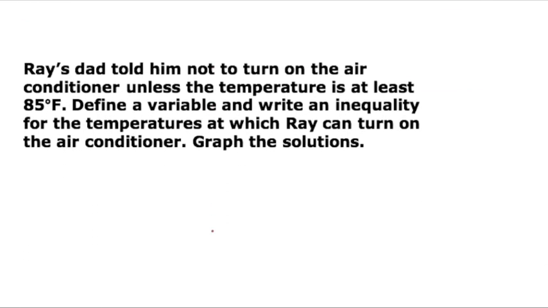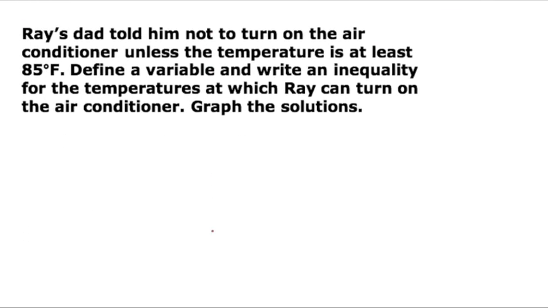So let's look at an example. Ray's dad told him not to turn on the air conditioner unless the temperature is at least 85 degrees. We're going to start by defining a variable, which means we just pick a variable and define it by saying what it means, and write an inequality for the temperature at which he can turn on the air conditioner, and then graph the solutions.